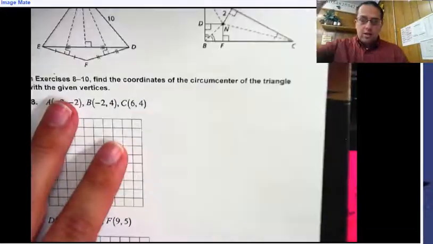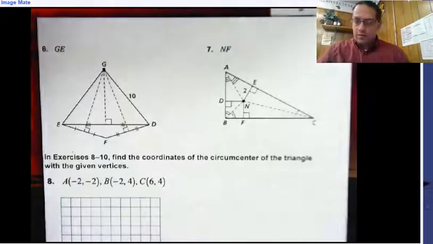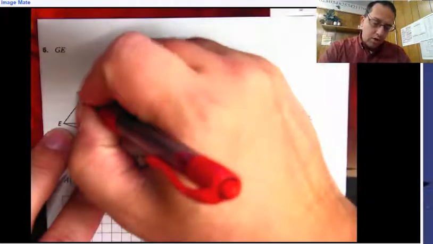Let's take a look at the other ones, because the instructions were for 4 through 7. So here we go. Number 6 looks a tad bit more complicated. Okay, let's see here. We are looking for segment GE, which is right here.